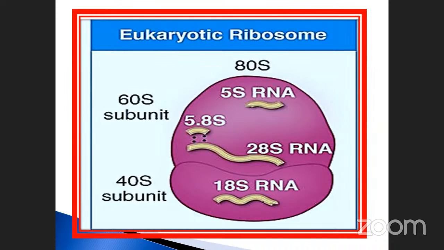So you have to be clear: 40S has only 18S. The 60S contains 3 types of molecules. That is, the large subunit contains 3 RNA molecules, and the small subunit contains only 1 rRNA. Okay, don't forget, my dears.